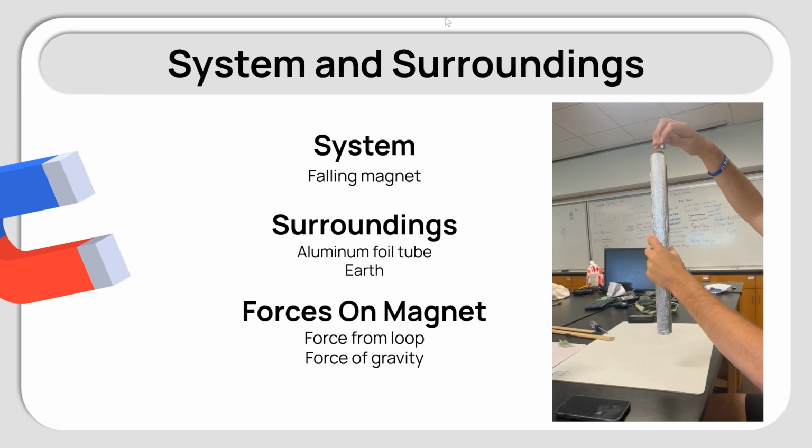Our system for this lab was the falling magnet, as can be shown here. The surroundings were the aluminum foil tube and the earth, which generates a magnetic field. The forces on the magnet were the magnetic force from the loop and the force of gravity from the earth.